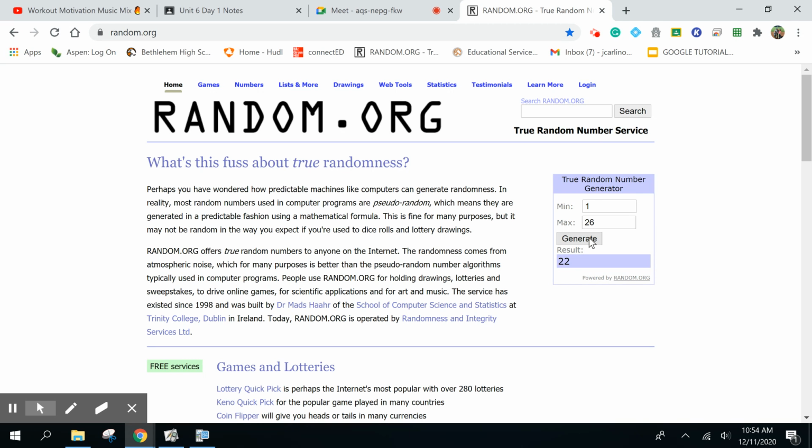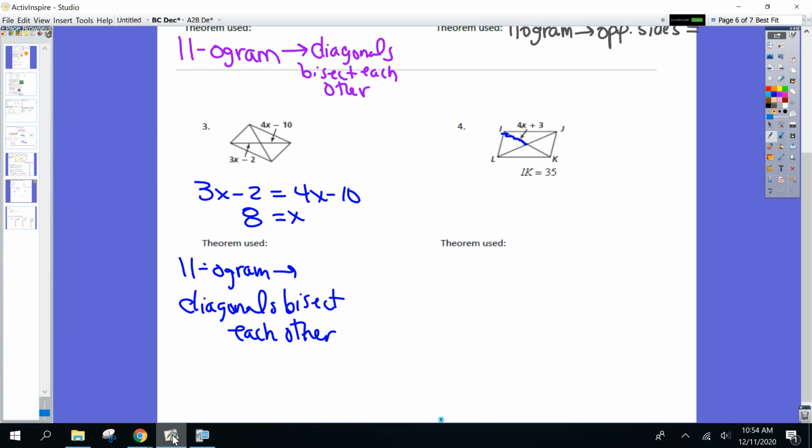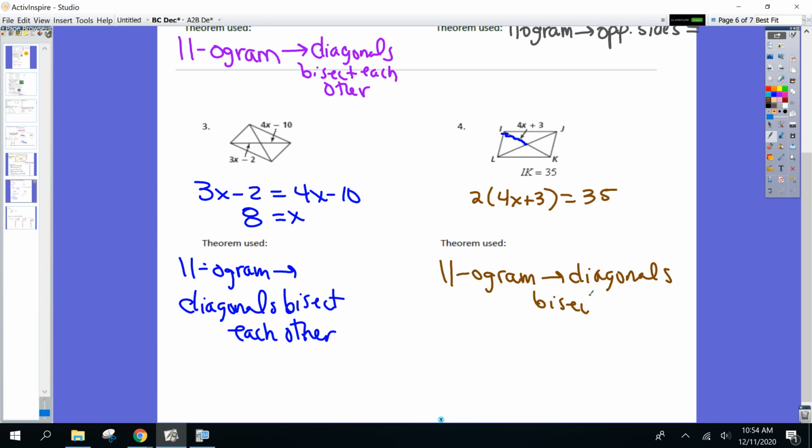So next up, equation. Oh, finally, here we go. Hannah, you got an equation for me I could set up? There you go. 2 times 4x plus 3 equals 35. You could also take half of 35 if anybody was feeling crazy and set it equal to 4x plus 3. How'd you know to take twice 4x plus 3? What property are you using, Hannah? Yep, diagonals bisect each other. Wait till we get to the angles, then it's going to get crazy.